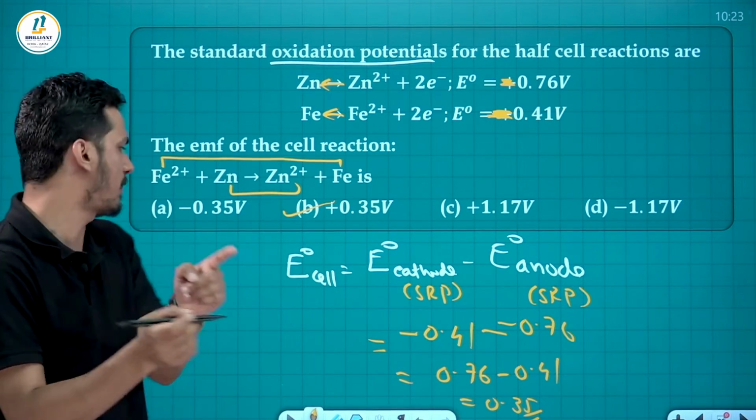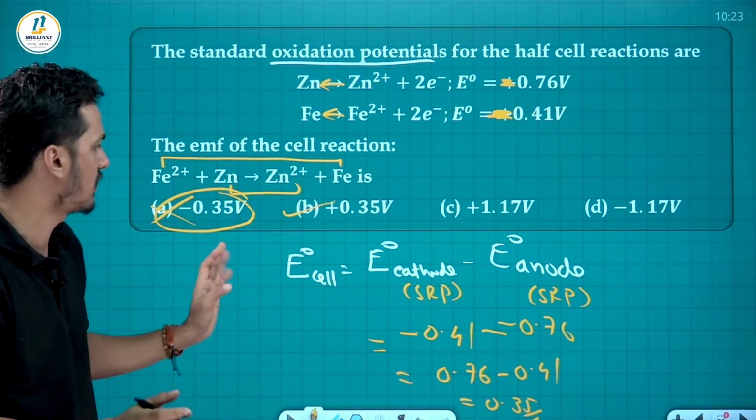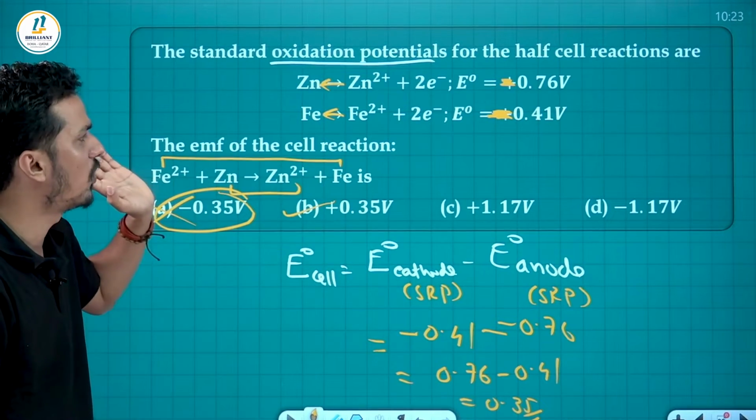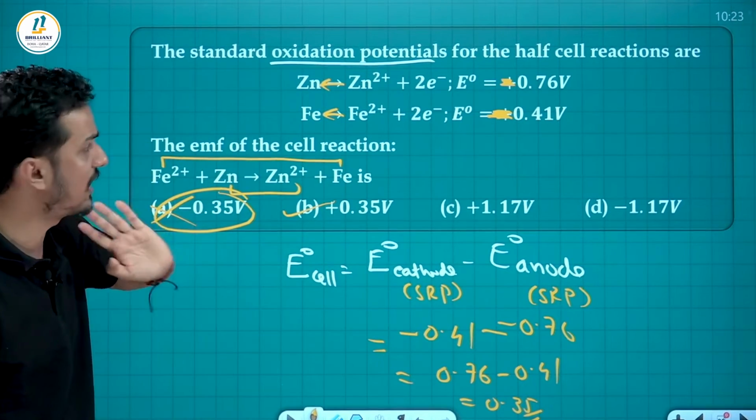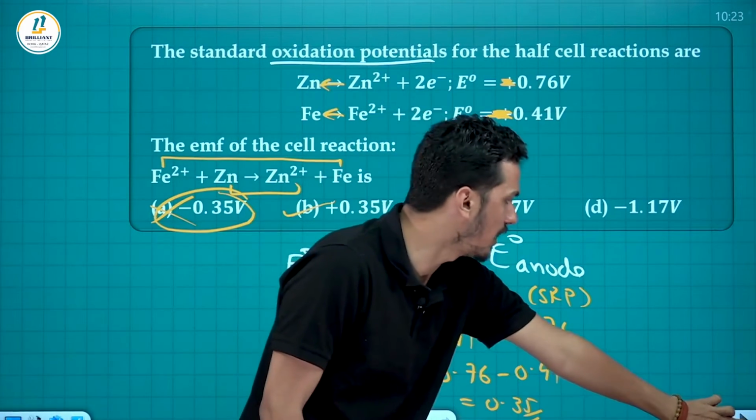Of course, you must remember that a negative E0 cell value is not possible. So B, plus 0.35 volt, is the correct answer. So that idea you have to remember. Okay now, ready? Then we can go to the next question.